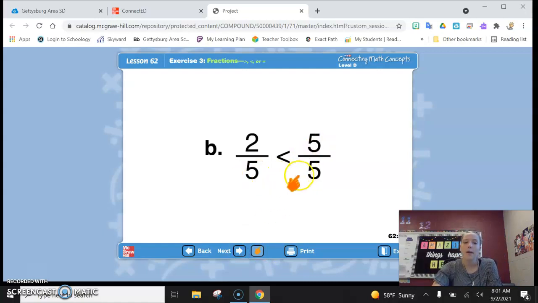Okay, why? These denominators here are the same. If you had 5 blocks and you only colored in 2 over here, and you had 5 blocks and you colored in all 5 over here, this one would be bigger. Okay, I want you to try C and D on your own, so pause and do C and D.